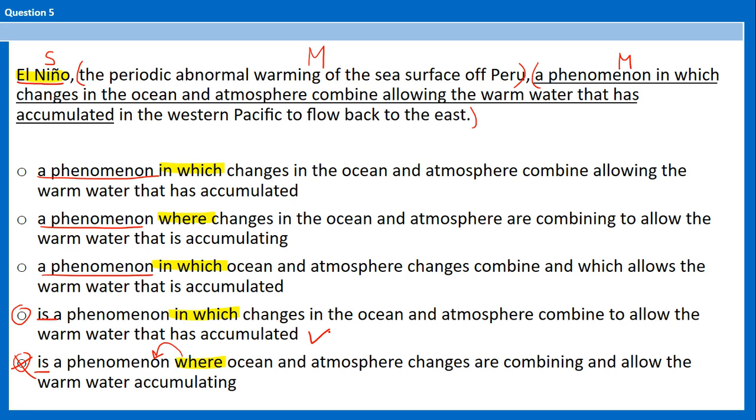So also 1, 2, and 3 are wrong because they don't have a main verb.